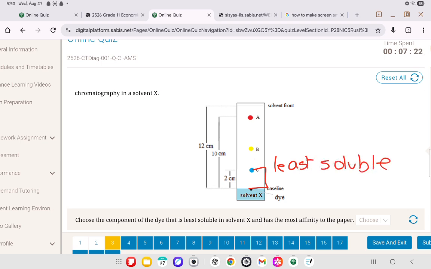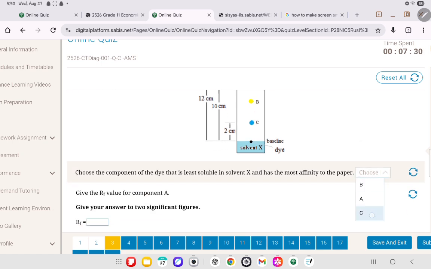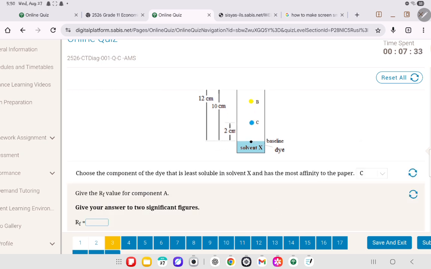And because it is the least soluble, it has what? It has the most affinity to the paper. So the answer for this question is C. We'll move on to the second part.